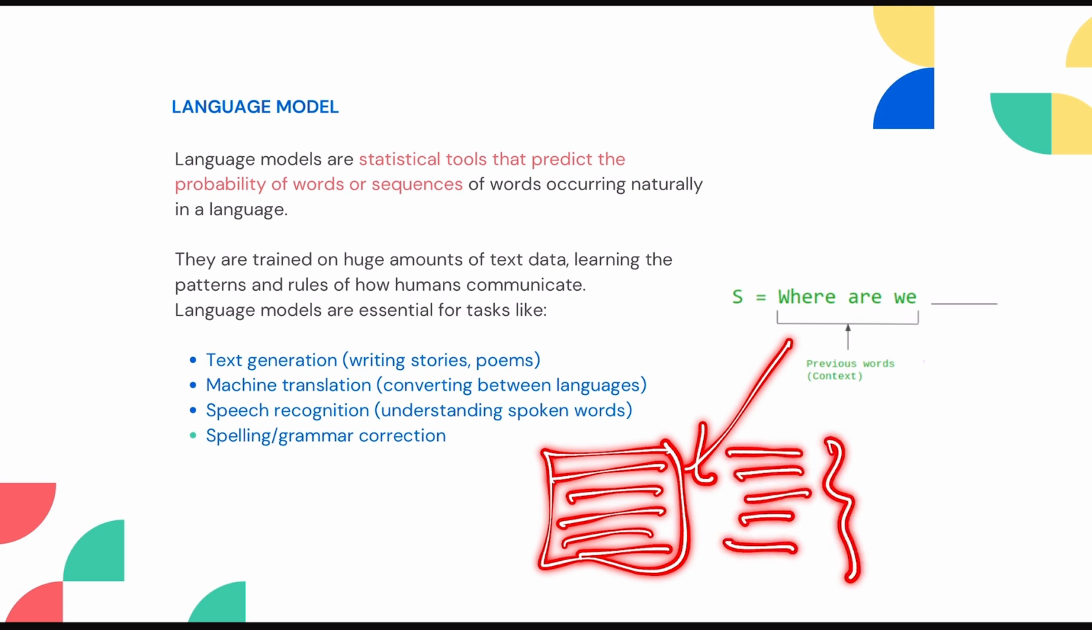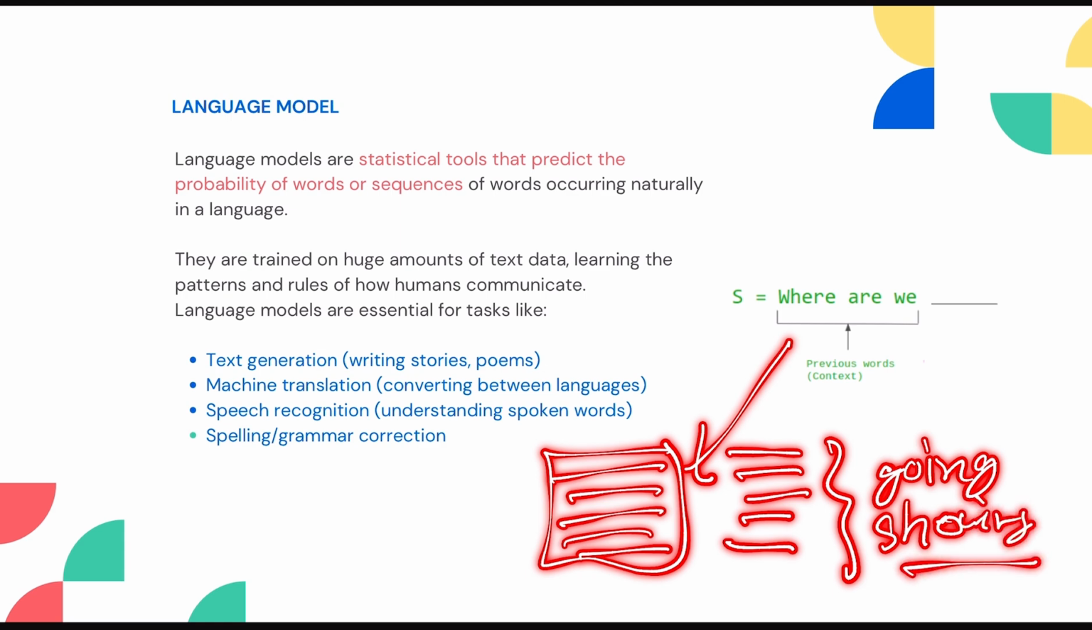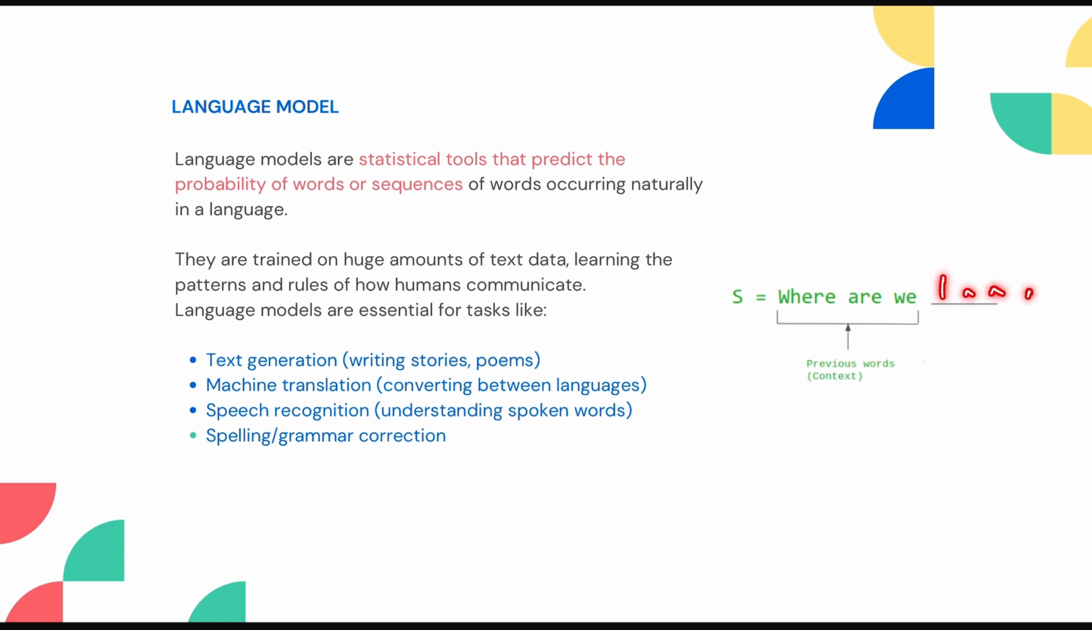The kid is going to learn it, and it can say "where are we going", or maybe "where are we showing", something like that, whatever is coming. Any word that follows this sequence of words can be learned as a pattern. Remember, lots of patterns are given to the language model, the LM, and it is learning from them, the patterns and rules of how humans communicate.